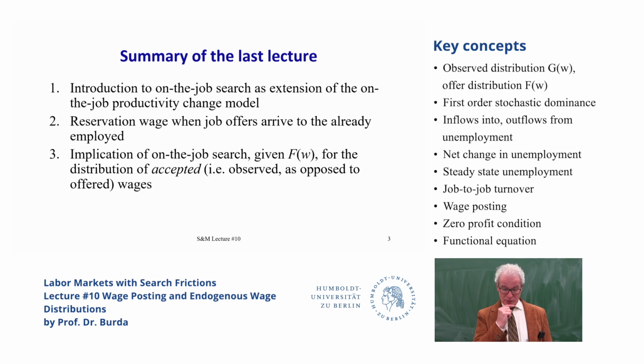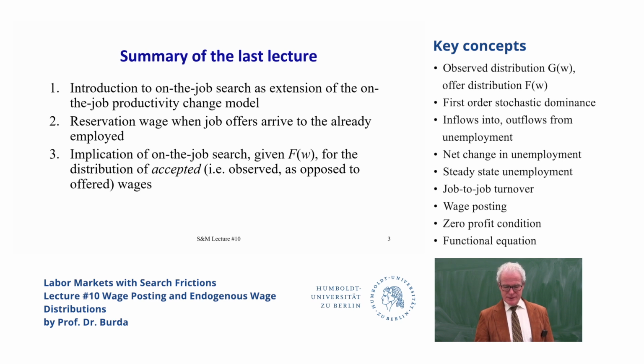So last time we looked at the on-the-job search extension to the on-the-job productivity shift model. And we saw that some of the conclusions that came from that model kind of carry through. There's a certain ability of the workers to turn down unattractive offers in the on-the-job search model, which makes it a bit more interesting.